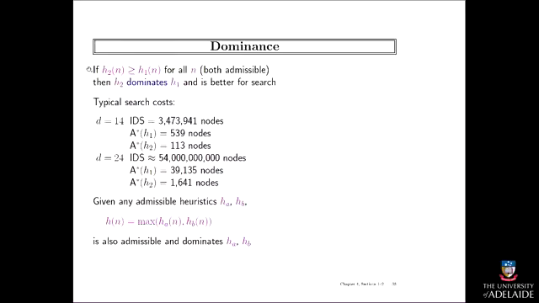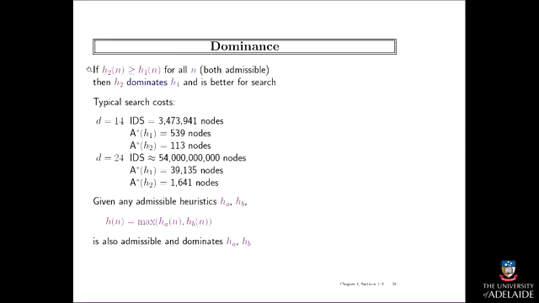Okay, I think this is the last thing that I want to go through in this slide. So the idea of dominance between different heuristics. If a particular heuristic, H2, is greater than or equal to H1 for all possible nodes, let's assume that they're both admissible, then we say that H2 dominates H1 and it's better for search. In effect, what we're saying is that H2 is a better approximation to the true distance. Remember that all admissible heuristics have to be less than the true value. So one that's bigger is getting closer and closer to the true value.